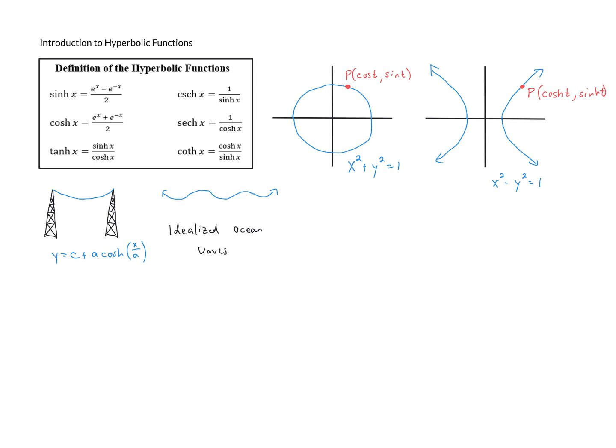If we look at idealized ocean waves, now, not all ocean waves are going to be exactly the same. And of course, there's so many things that affect the exact ripple of each wave. But if we were to look at kind of the ideal version of ocean waves, and these would be much nicer than the ones I've drawn, of course, idealized ocean waves do have a shape that is related to hyperbolic functions.